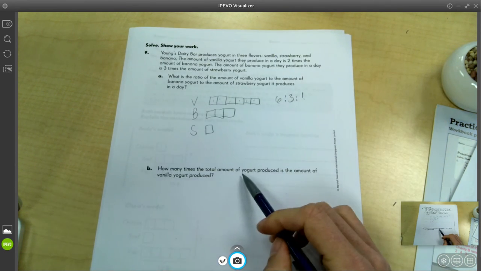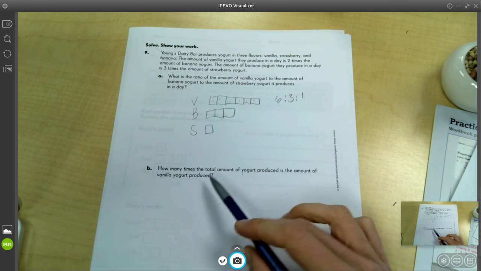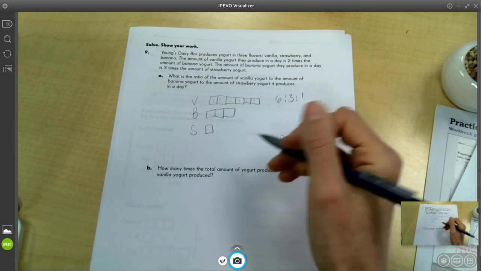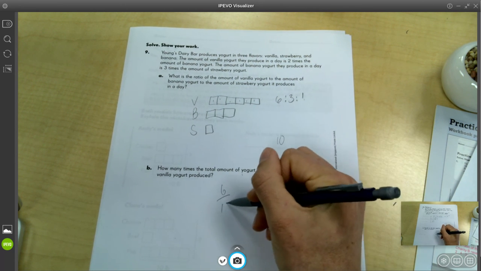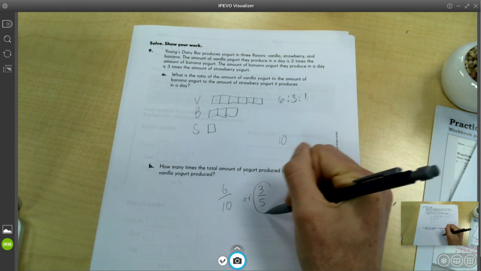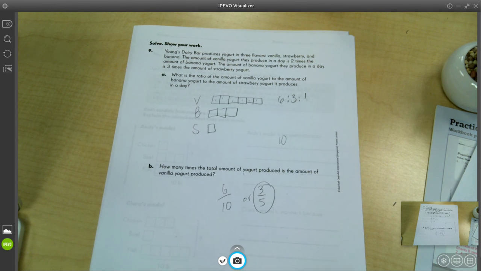How many times the total amount of yogurt produced is the amount of vanilla? So the total is 6 plus 3 plus 1, which is 10. Vanilla is 6, so 6 to 10, or 3/5 of all the yogurt is vanilla.